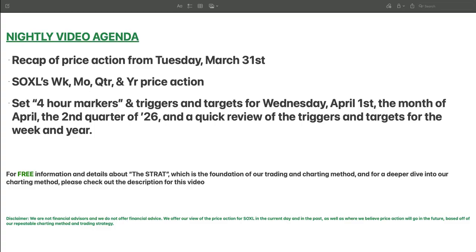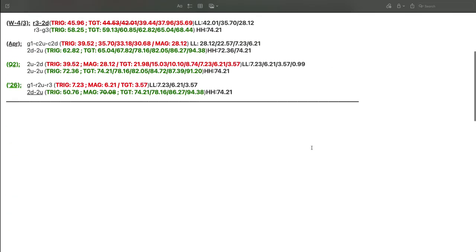First, we'll recap the price action from today, Tuesday, March 31st, before we zoom out, look at the week, month, quarter, and year. And then we will zoom back in like we normally do to take a look at what we call our 4-hour triggers and the triggers and targets for Wednesday, April 1st, the month of April, since tomorrow is the first day of the month, and for the second quarter of 2026, because tomorrow is the start of a new quarter as well. And then we'll also do a quick review of the triggers and targets for the week and year, because those obviously haven't changed.